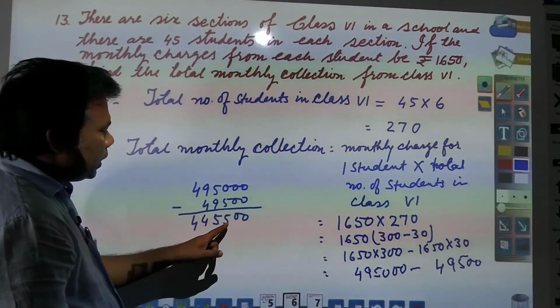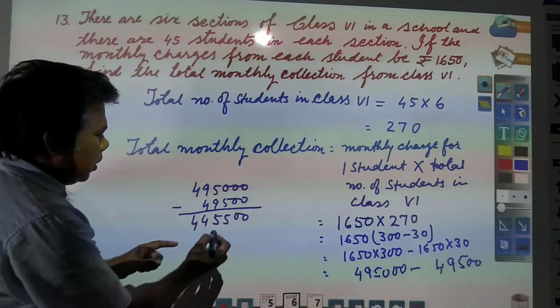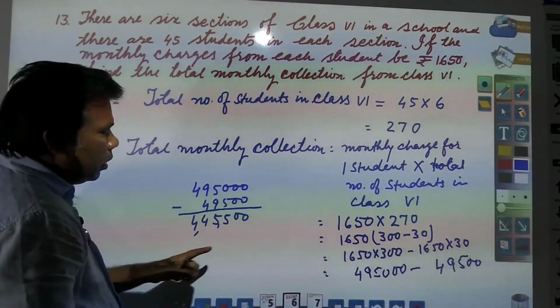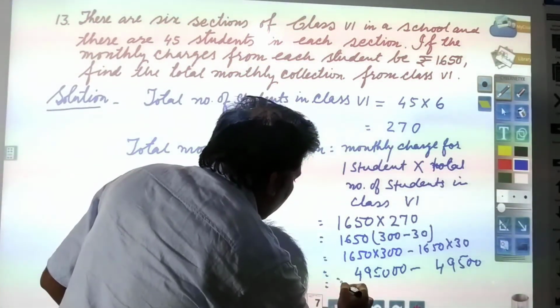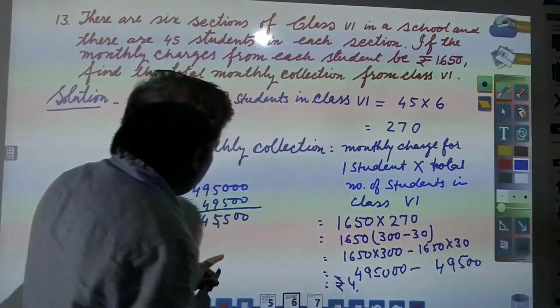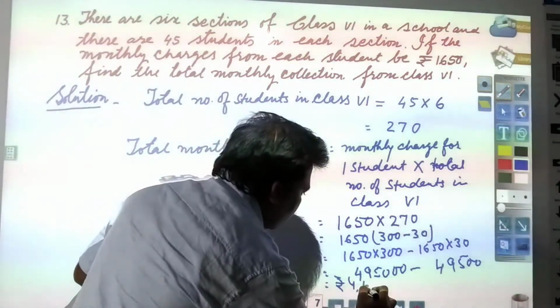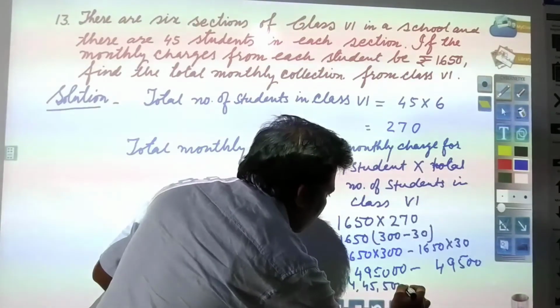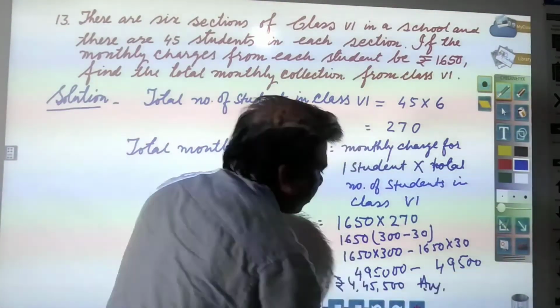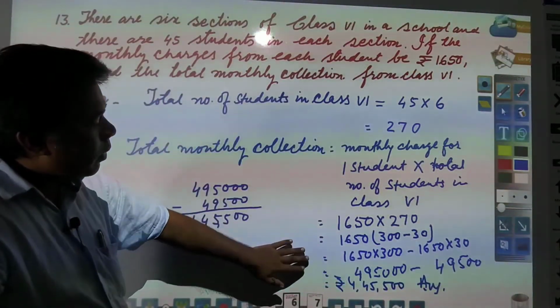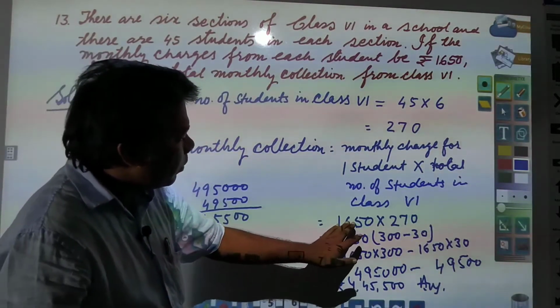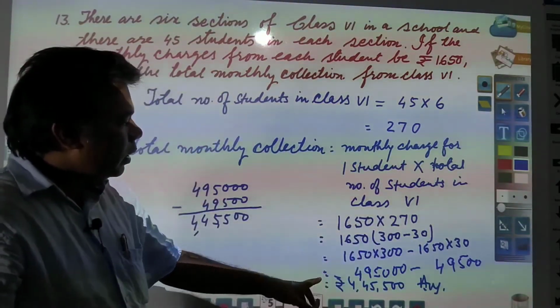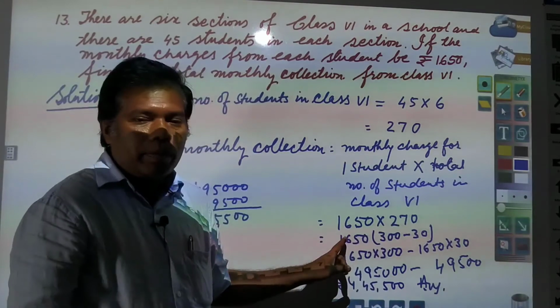So ones, tens, hundreds, thousand, 10,000 and lakh. So this will be rupees 4,45,000 and 500 rupees, and this will be your answer. So in this way this is required to be written. Either you can multiply directly, the same amount you will get, or you can apply distributive law.